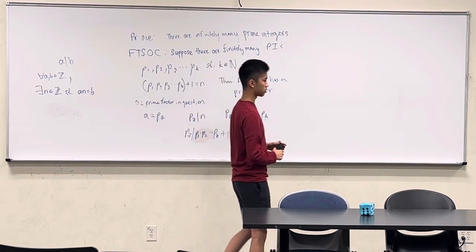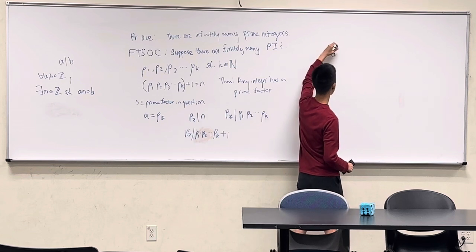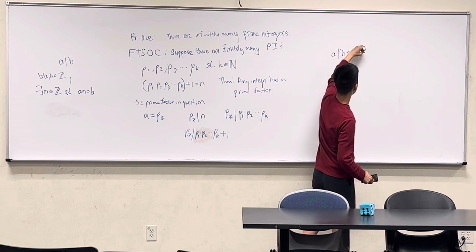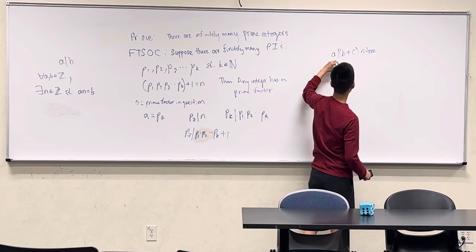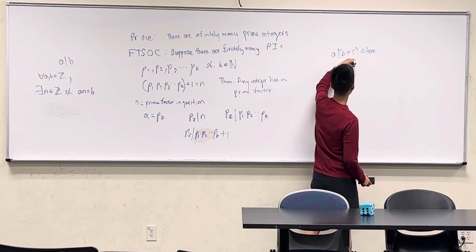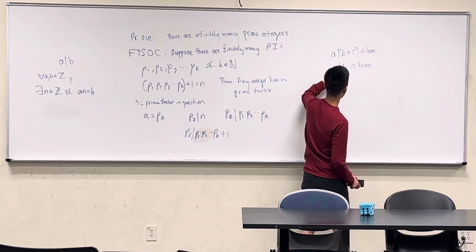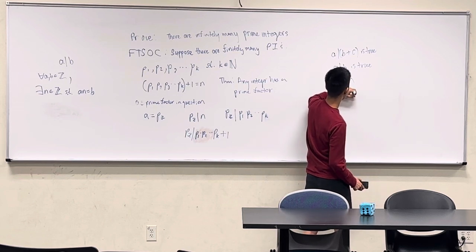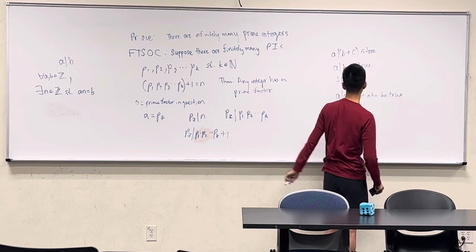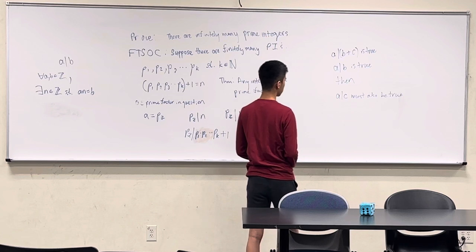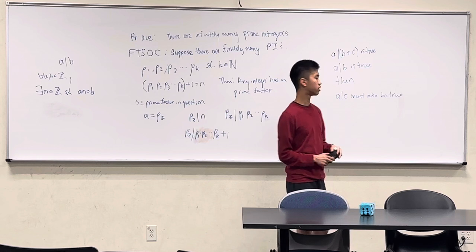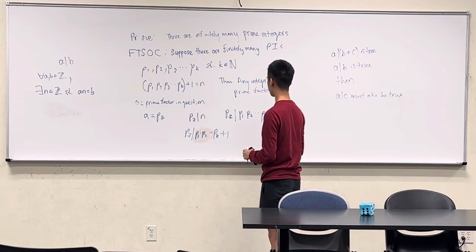There's a certain lemma that I could show. That's if a divides b plus c is true, and if a divides b is also true, then a divides c must also be true. I could prove this in a later video, but the proof is pretty trivial and easy to understand, so I won't cover it.